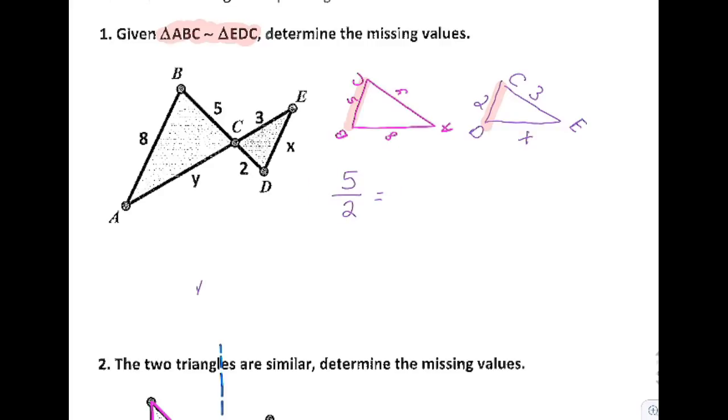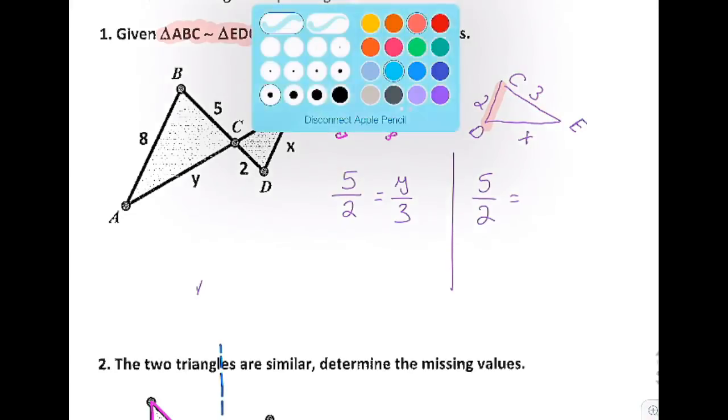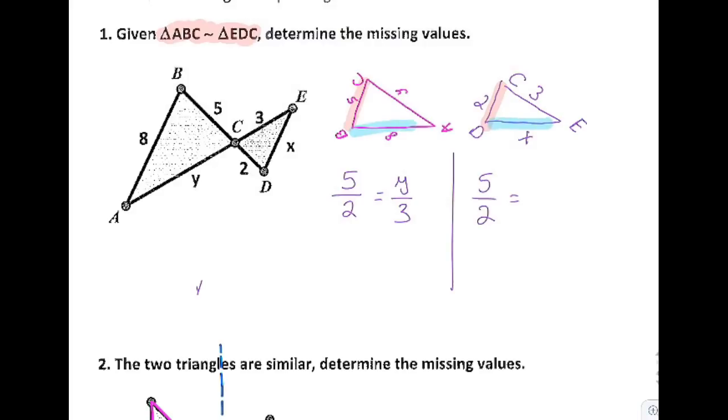And then to solve for y, I could do y and 3, because they're corresponding. They're in the same position. So y and 3. I could also make a completely separate equation to solve for x. I can reuse the 5 and the 2, because I already know that. And then I could say 8 and x, because they're both on the bottom. And you can solve those separately to find x and y.